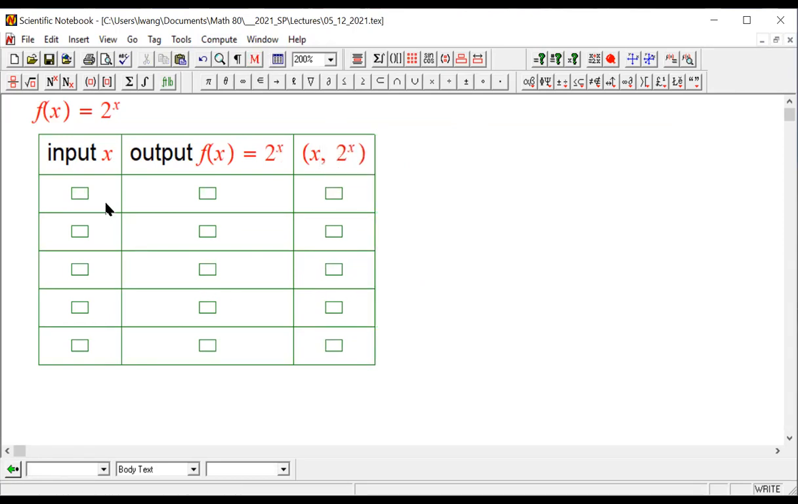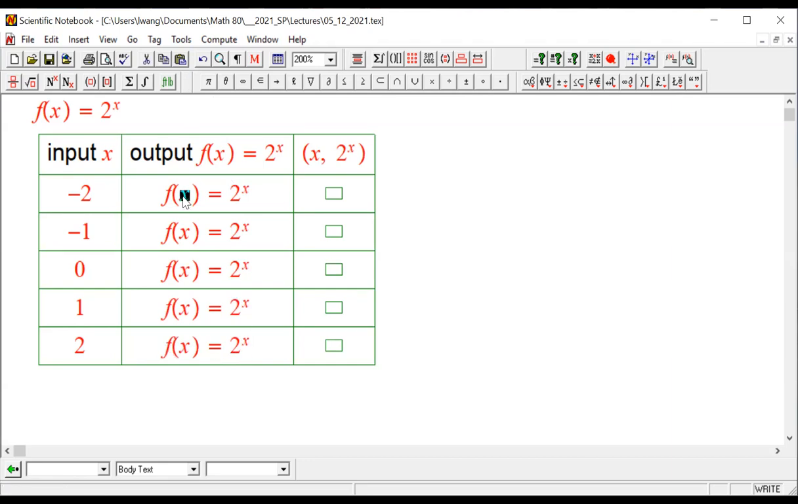Okay, I'm going to give you some input numbers and you're going to do the calculation. So negative 2, negative 1, 0, 1, 2. Just easy numbers. Your task is to assess these numbers and plug them in.